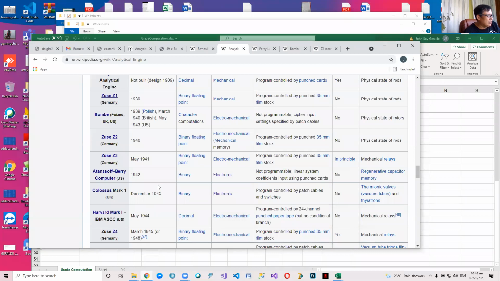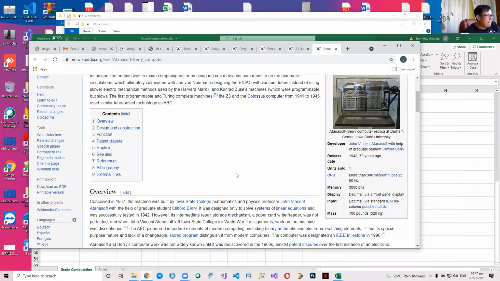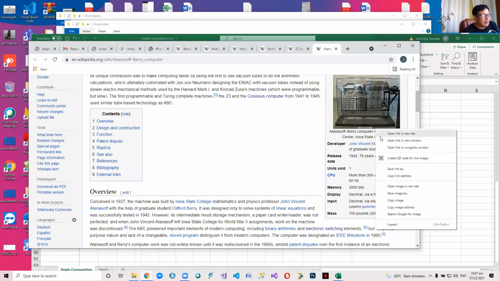In 1942, during the beginning of the war, John Vincent Atanasoff and Clifford Berry, taga saan ito sila? They're from the US. They invented, okay, they were not able to sell this one lang. Clifford Berry from Iowa State University. From Iowa State University, they finished a calculator.